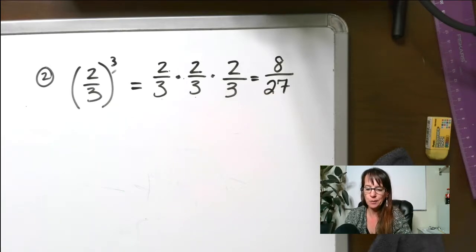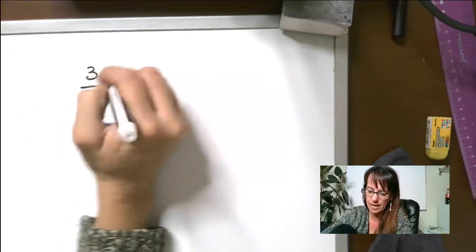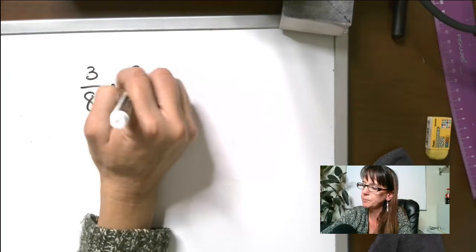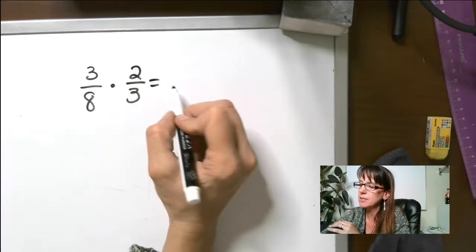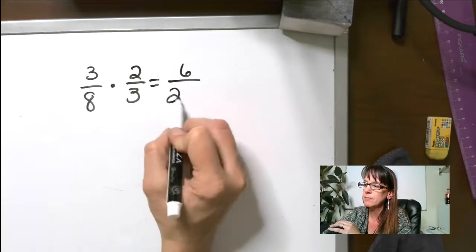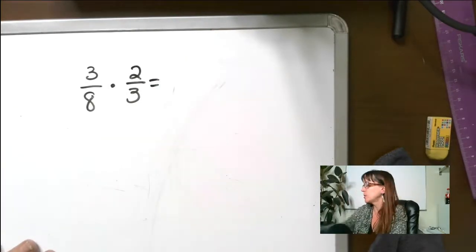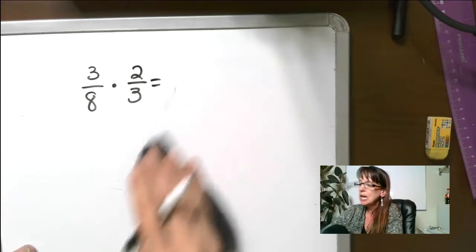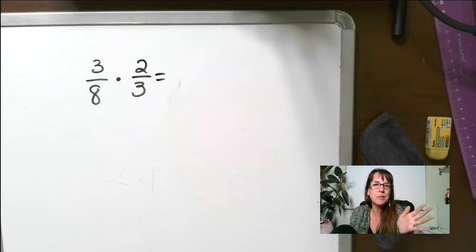Okay, so the next one, let's do this. 3 over 8 times 2 over 3. All right, so if you're saying to yourself, multiply straight across the top, straight across the bottom, you are absolutely correct. But guys, we're mathematicians. We are lazy. I don't want to multiply straight across the top, straight across the bottom until I've cross-canceled. And the reason being that then I don't have to reduce at the end, right? So I do it as I'm going along.